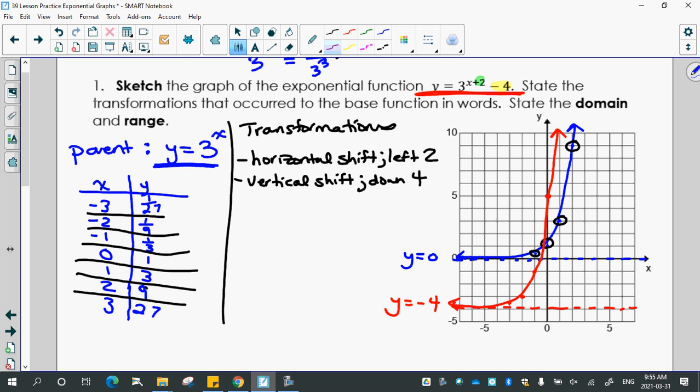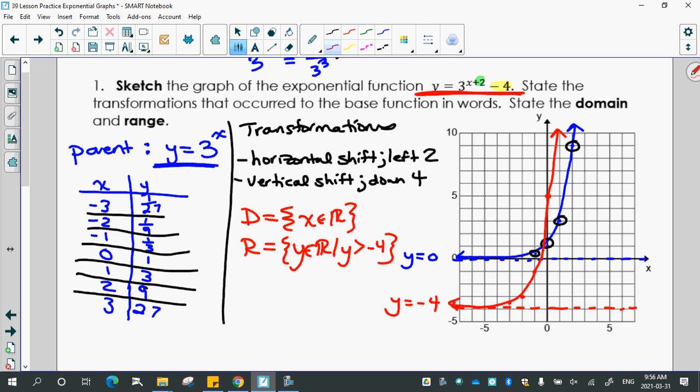And then we have to state the domain and range of the image. So of the new one, if you want to call it that, not the parent. So what's the domain of the parent? All real numbers, good. And what about the range of the parent? Yep. All real numbers as long as y is greater than -4. Yes, strictly greater than -4, because our asymptote moved, so they have to be above -4.